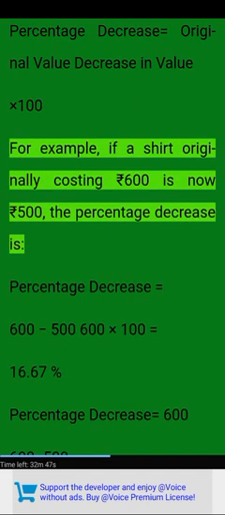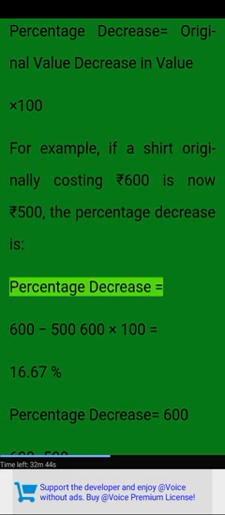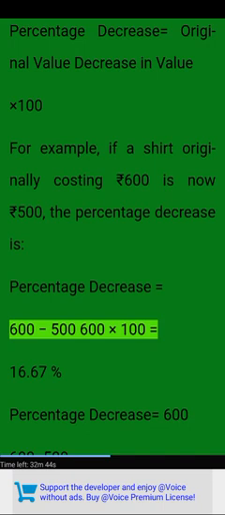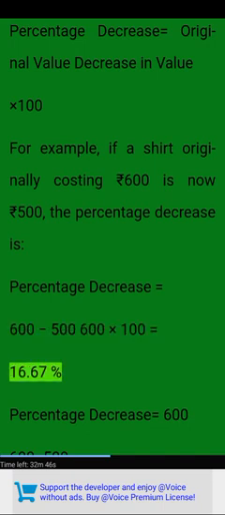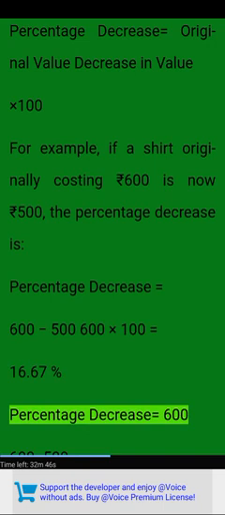For example, if a shirt originally costing 600 rupees is now 500 rupees, the percentage decrease is percentage decrease equals (600 minus 500)/600 times 100 equals 16.67%.